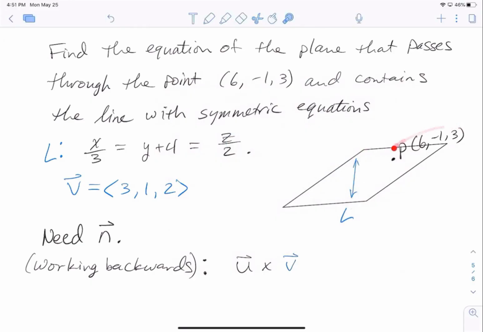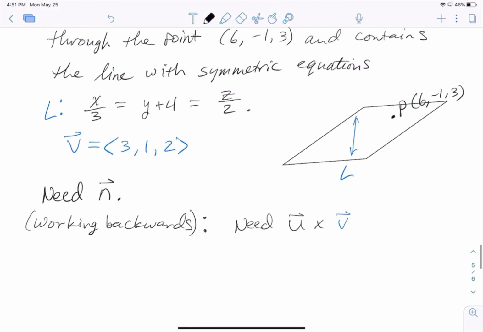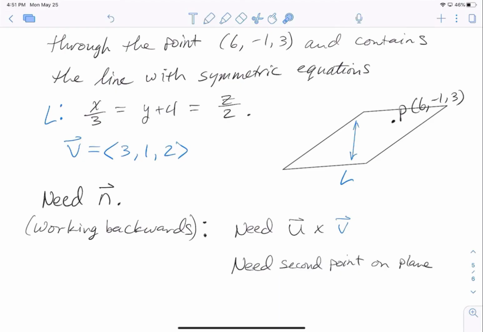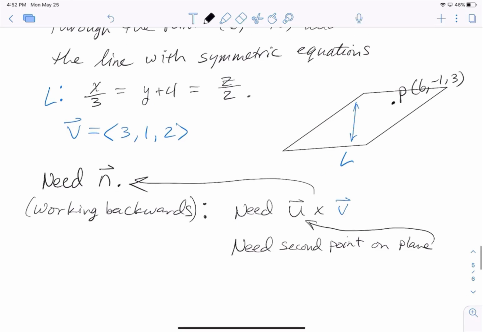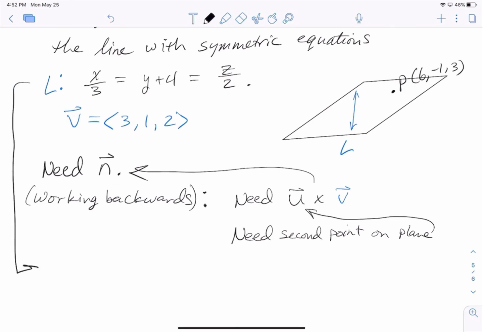We have a point on the plane. If we had a second point on the plane, we could come up with u. So we need u cross v, for which we need u. For that, we need a point on the plane. And really, we need a second point on the plane, don't I? Once I have the second point on the plane, then I have the vector u. Then I can form the cross product and come up with the vector n. That's our game plan. The second point is actually going to come from the equation of the line.